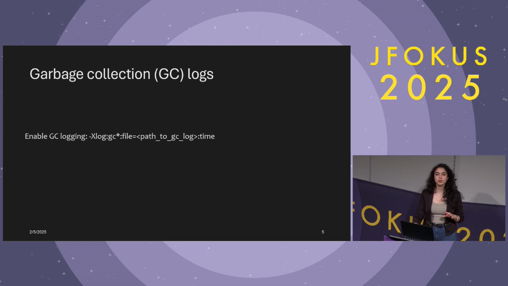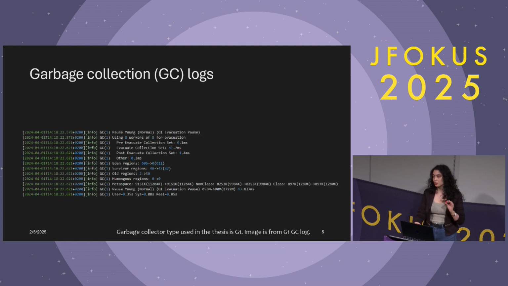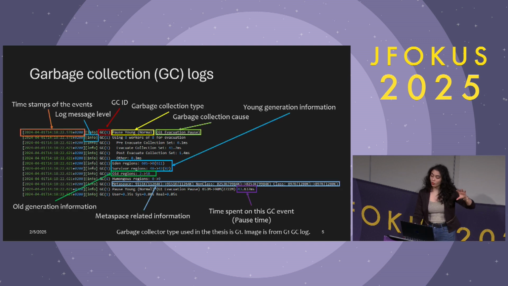In our work, we used G1 as the garbage collector, and here is an example snippet from a G1 GC log. To create the dataset, we parsed it to extract all this information, like timestamps, GC ID, garbage collection calls, size information of different regions, and so on. You can read the details of these in my thesis if you want to know more.